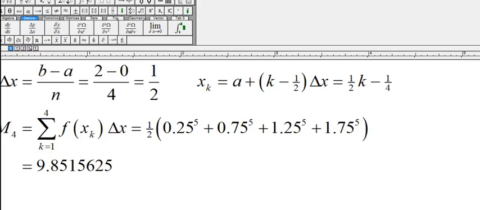Then move over another half, a delta x of 1/2, we get to 1.25, evaluate the function there. Move over another half, evaluate the function there. In this case, since the delta x's are always the same, I can factor that 1/2 out. Work out all the arithmetic here, and you get 9.8515625.